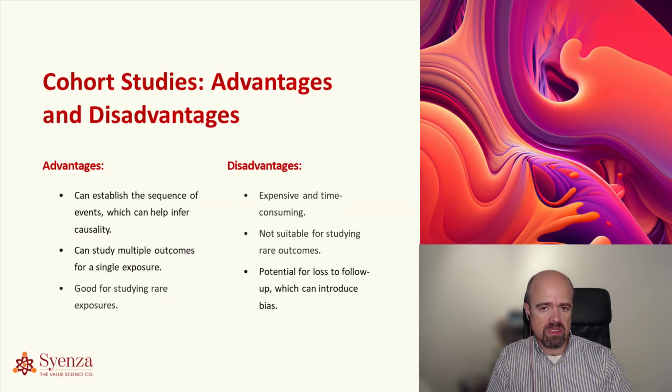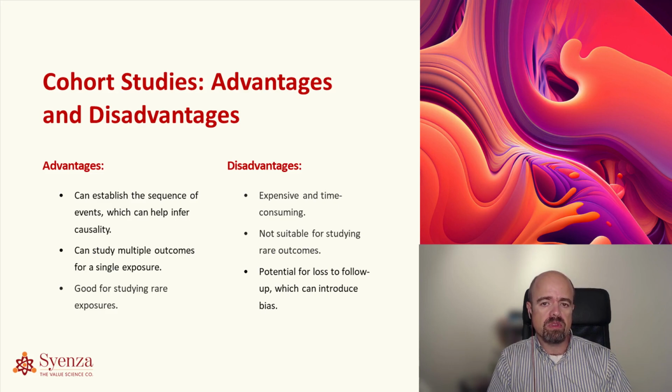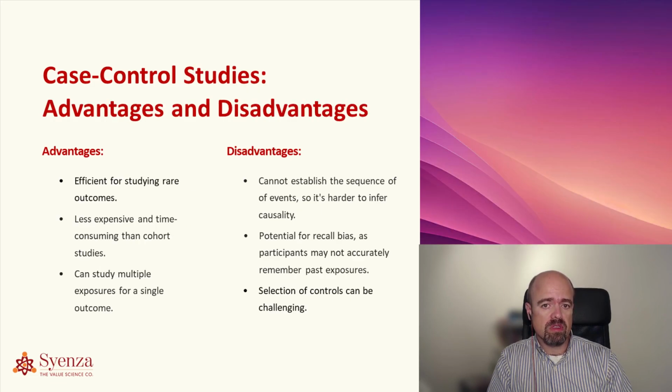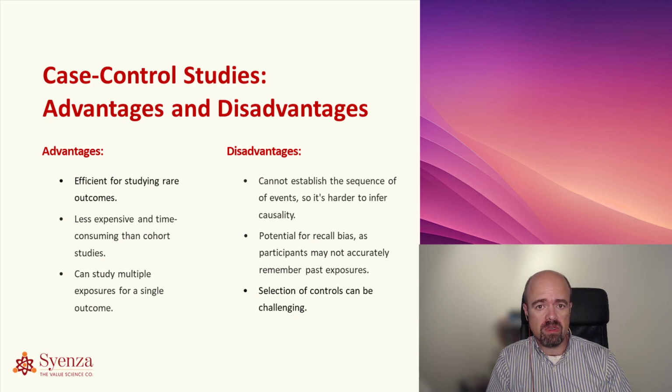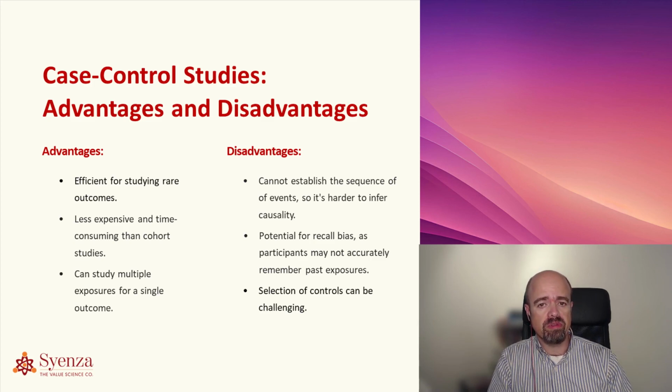On this slide, you see listed the advantages and disadvantages of cohort studies. An advantage is that it can establish the sequence of events, which can help infer causality. Disadvantage is that it's expensive and very time-consuming. Advantages and disadvantages of case control studies. For example, an advantage is efficiency for studying rare outcomes. A disadvantage is it cannot establish a sequence of events, so it's hard to infer causality.